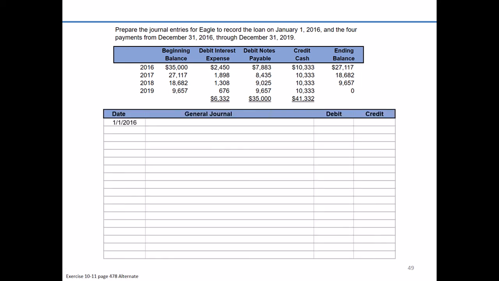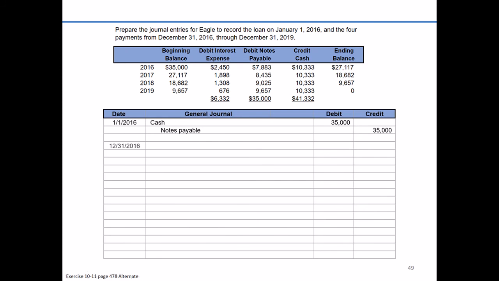What we're asked to do in this problem is record the journal entries. First, we want to record the journal entry for the loan on January 1st, 2016. On January 1st, we received cash. Cash is an asset, so we're going to debit cash for $35,000, the total amount of the note. On the other hand, we have an IOU or an obligation for notes payable. We increase liabilities with a credit, so we'll credit notes payable also for $35,000 on January 1st.